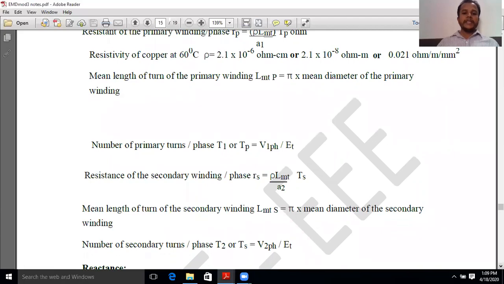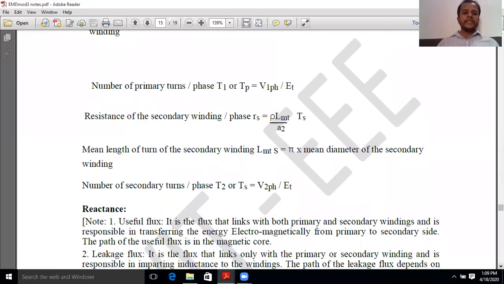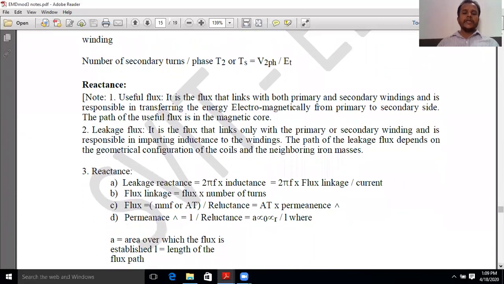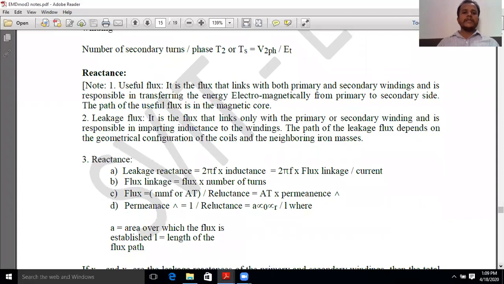That is, in this case, mainly if I say the particular reactance, whatever the leakage flux phi L1, phi L2, the concept of leakage flux phi L1 and phi L2 is there. So it is well explained by considering the reactance. In this case, useful flux is the flux that links with both primary and secondary winding and is responsible in transferring the energy electromagnetically from primary to secondary side.